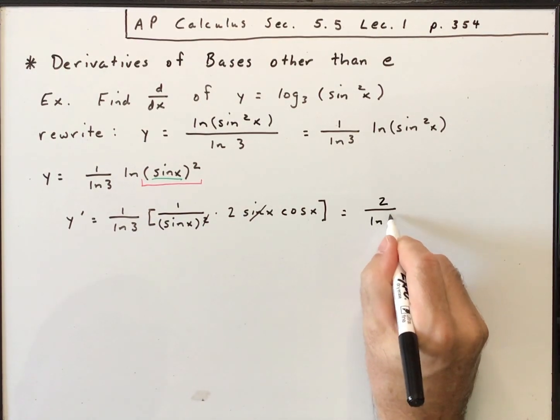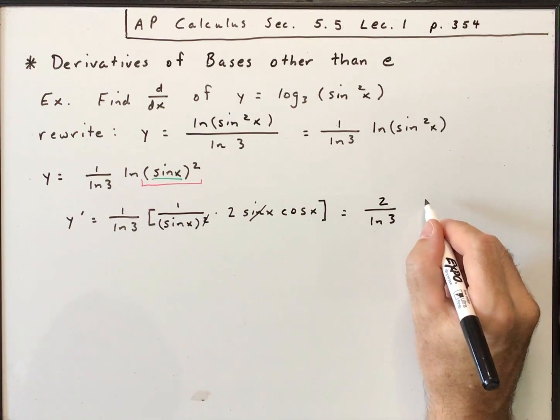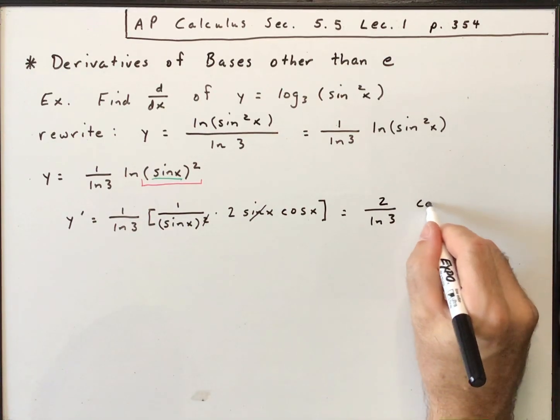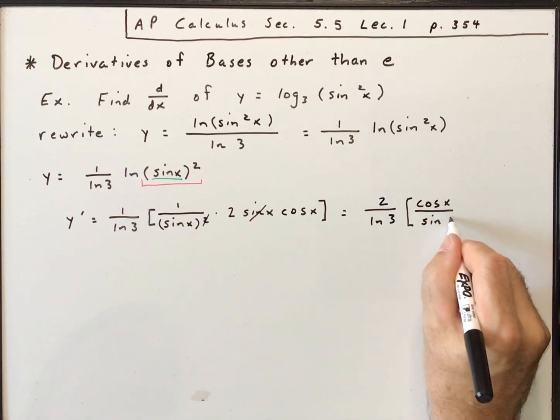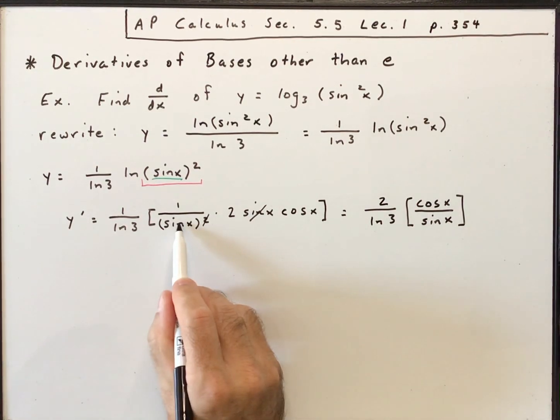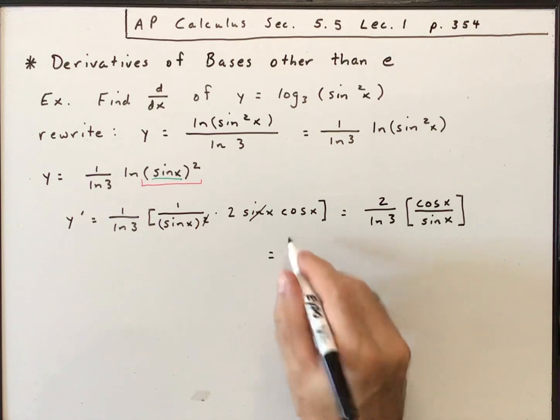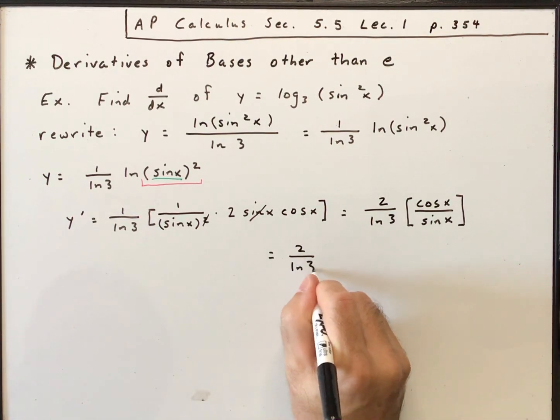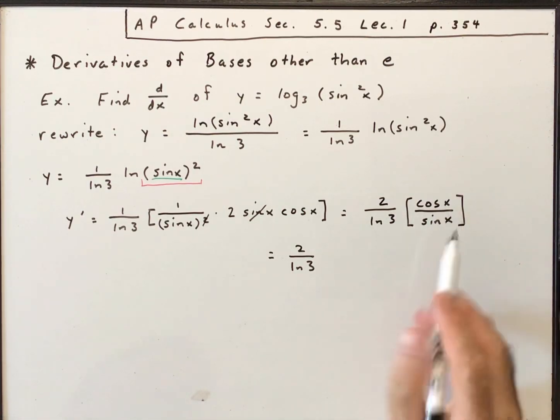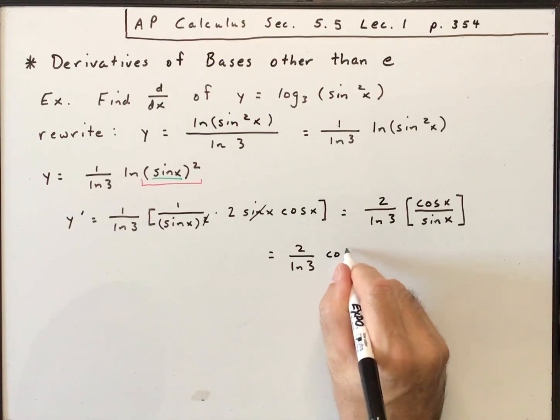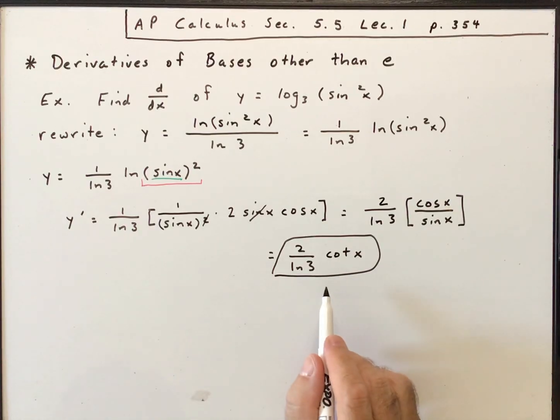2 over natural log 3 times cosine x over sine x. So we still have that sine x on bottom. Well, we can do even a little better here. We've got 2 over natural log 3. What's cosine over sine? Well, sine over cosine is tangent, so cosine over sine would be cotangent. So pretty cool. And that would be the answer in the back of the book.